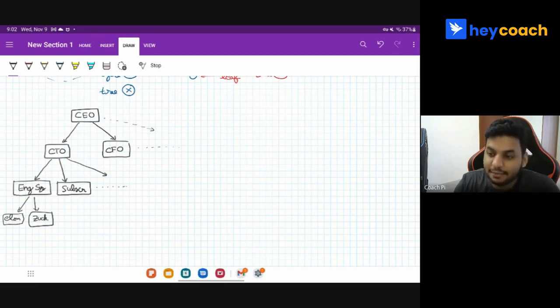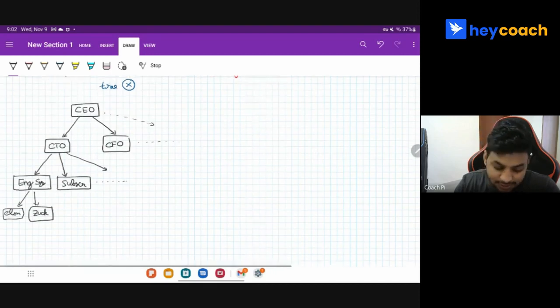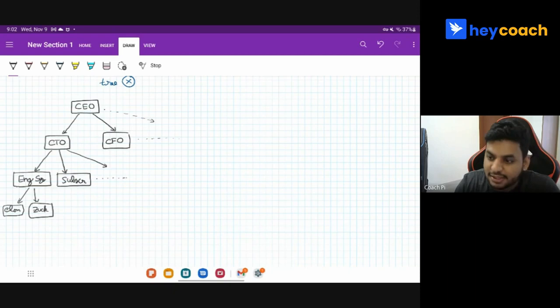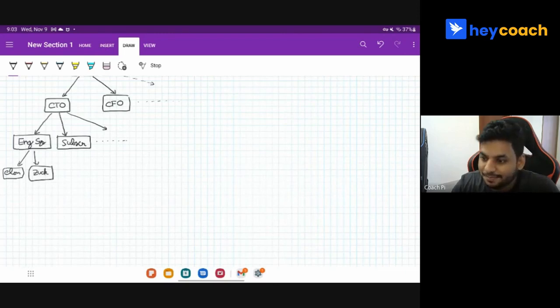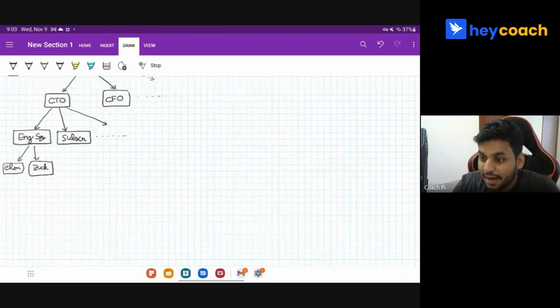So this is an example of a tree. We can see that every employee or organization can report to a particular person, to a single person. They cannot report to multiple persons. So this is an example of a graph data structure, which is a tree. Okay. So in this specific session, we are going to study binary trees.